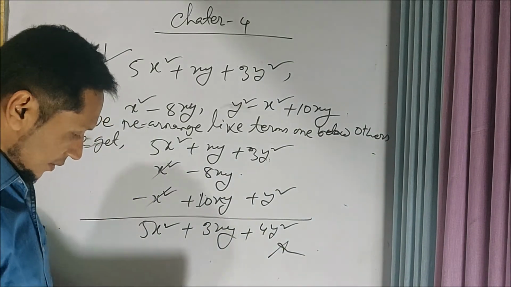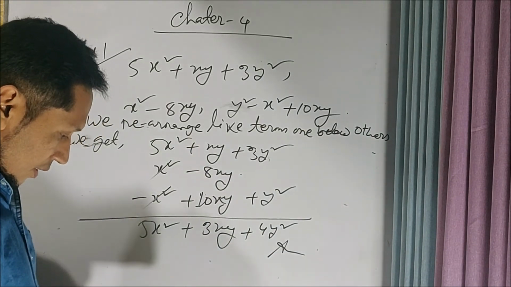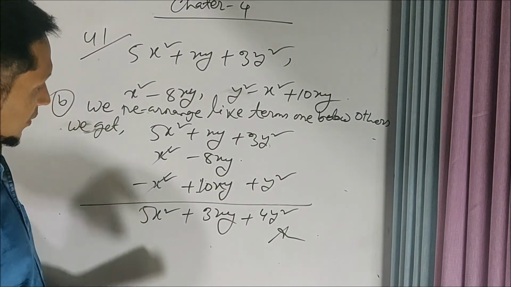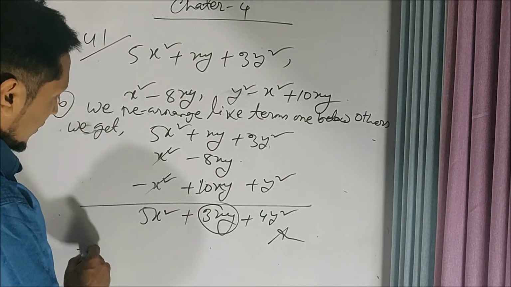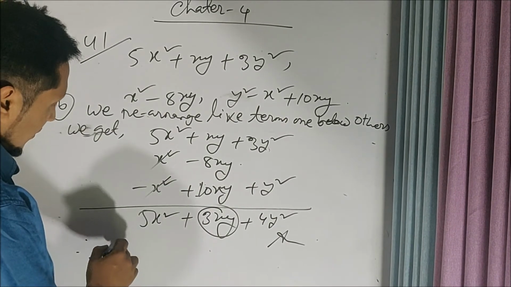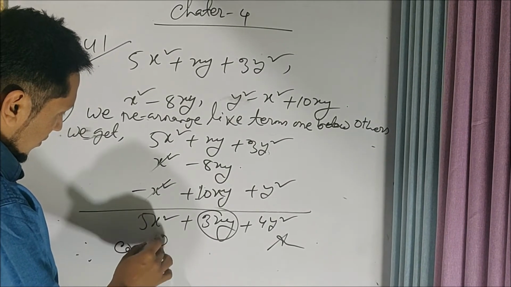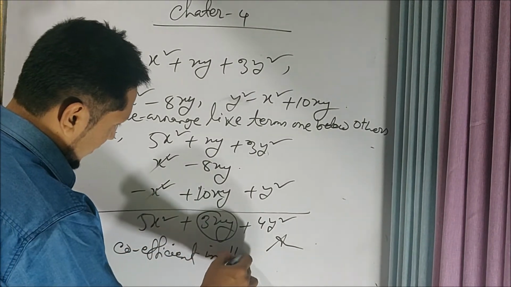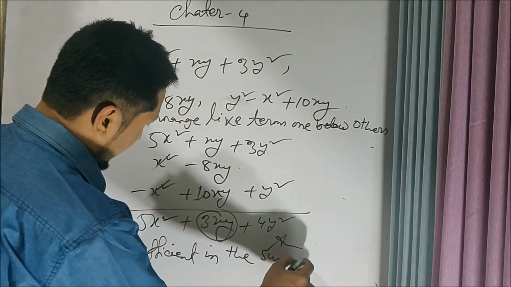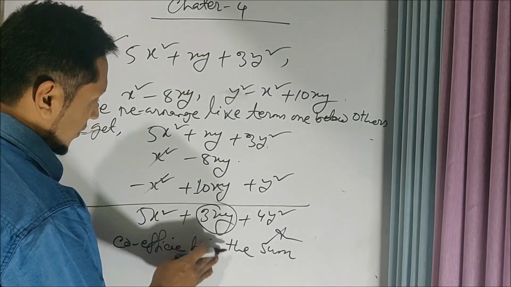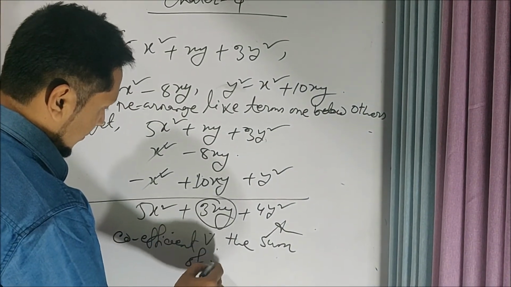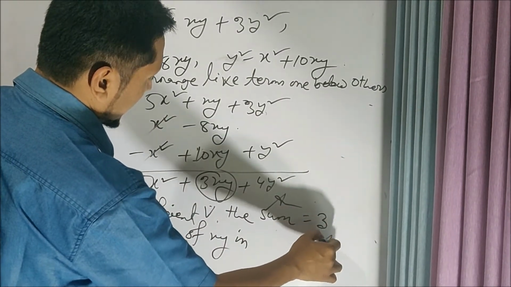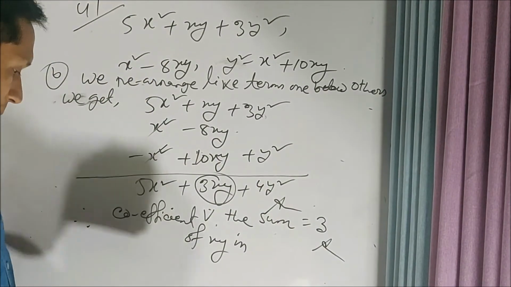And another part says, what is the coefficient of xy in the sum? You see, the term is 3xy, and the coefficient of xy in the sum will be 3. So this will give the complete answer of part B.